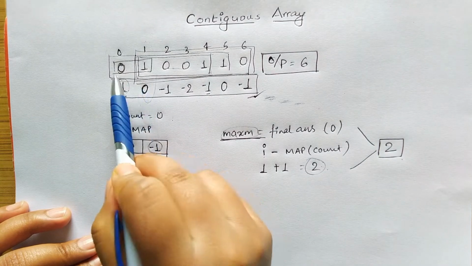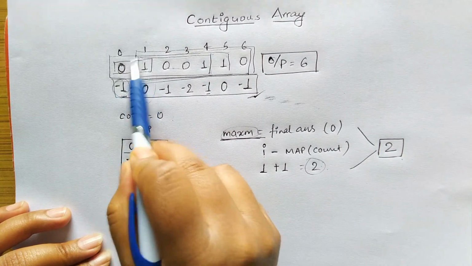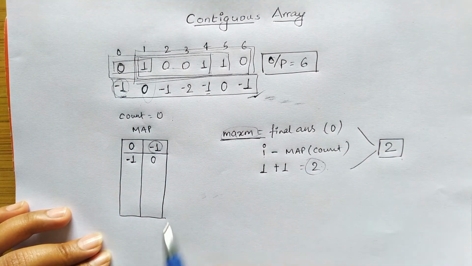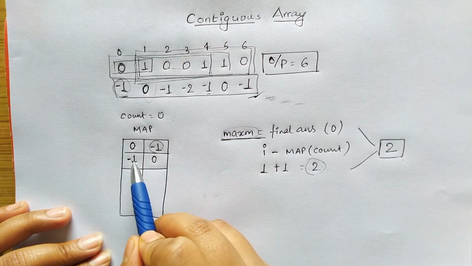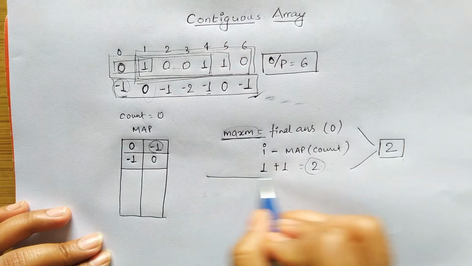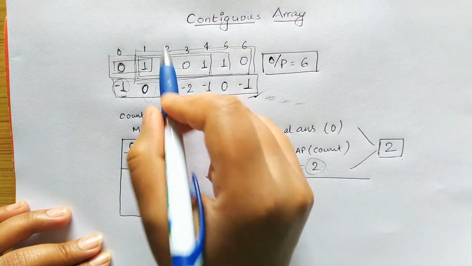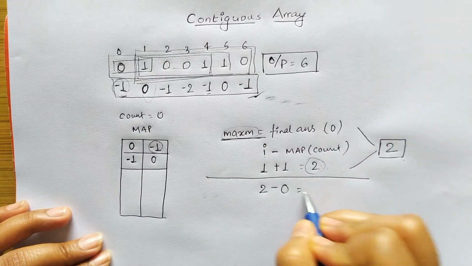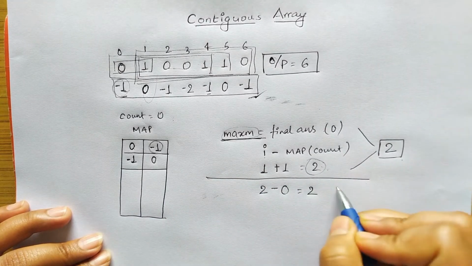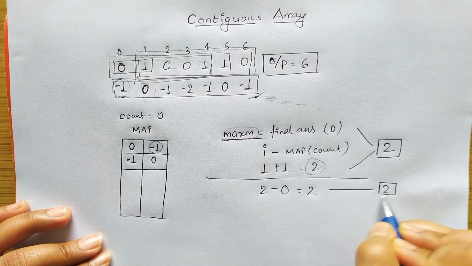That means the length of having an equal number of 0s and 1s, initially here we got 2. After that, we get -1 again. So -1 is already present, so again we try to calculate this. Our I is now 2, so 2 minus 0, so the answer is 2. Nothing will change. We again get 2 over here.